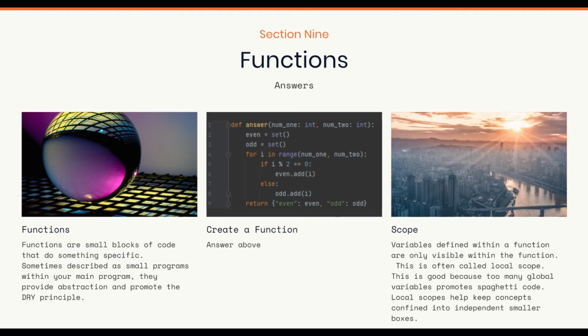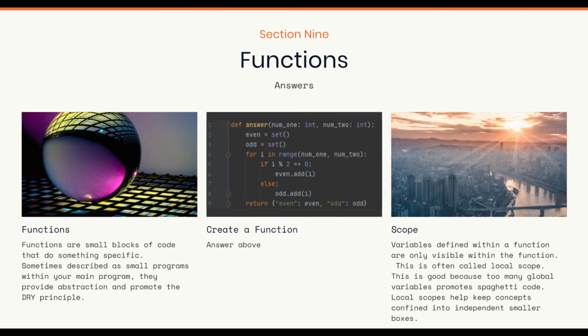Local scopes help keep concepts confined into independent smaller boxes. So when we create that function, we're creating a small box of logic, and everything that's required for that box of logic to work is in that box of logic. If everything was global scoped, programmers might accidentally, or be compelled to, use variables from function A, B, and C, and then they're all connecting to each other in weird and strange ways.